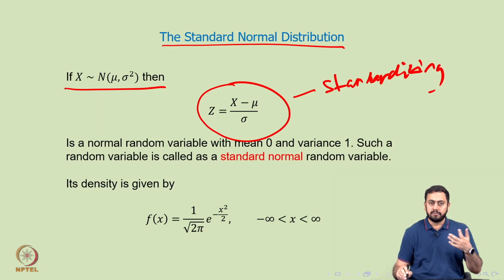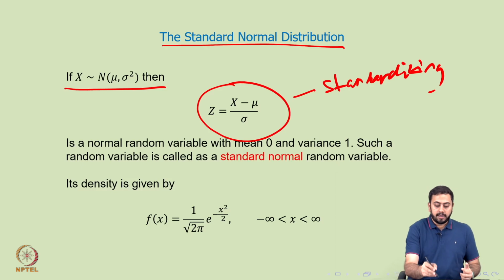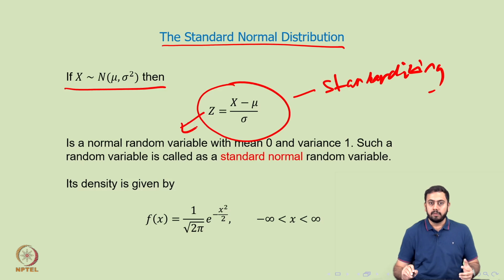You have alternative names for that: standardizing, normalizing. So here, if you start with any normal variable having some mean mu and variance sigma square, you standardize the normal variable first. Subtract the mean and divide by the standard deviation, and it turns out that the variable z follows a normal distribution with mean 0 and variance 1.